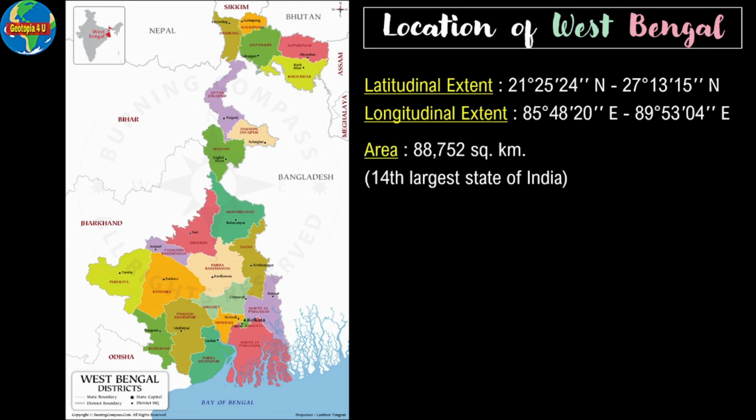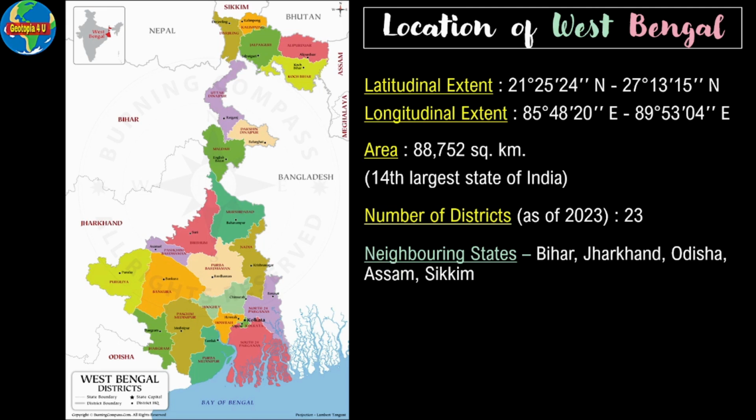Its area is approximately 88,752 square kilometers, which makes it the 14th largest state of India. There are 23 districts in West Bengal as of 2023.